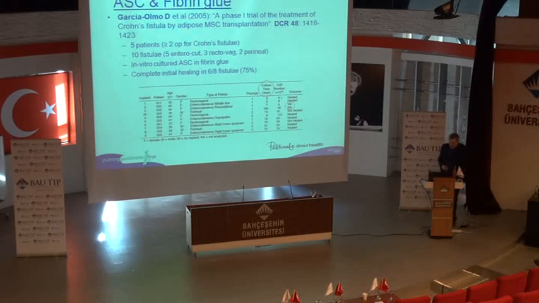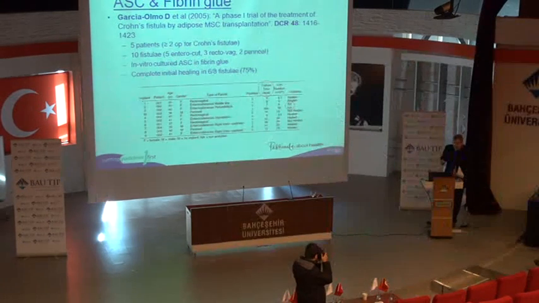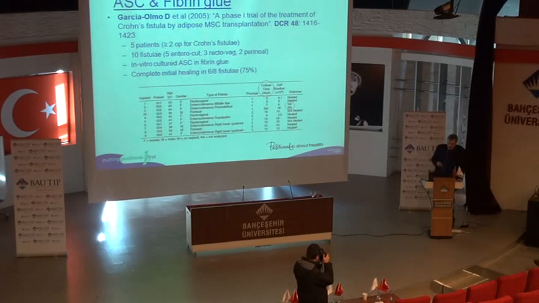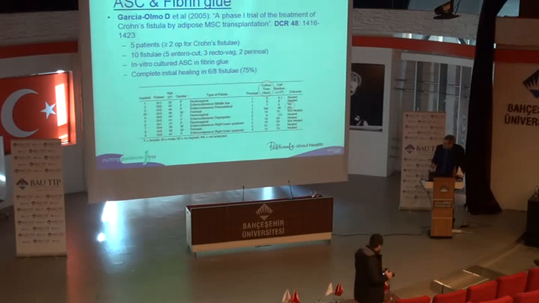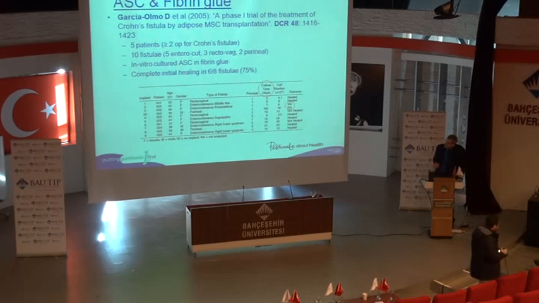García Olmo followed this up in 2005 with a phase 1 trial on 5 patients, 10 fistulae, with Crohn's disease. He used in vitro cultured stem cells in fibrin glue, and this highlights, in a way, some of the problems with the in vitro expansion. 2 patients couldn't undergo the second procedure, the injection procedure, due to in vitro infection. In the 8 fistulae which were ultimately treated, 6 healed, giving an initial healing rate of 75%.